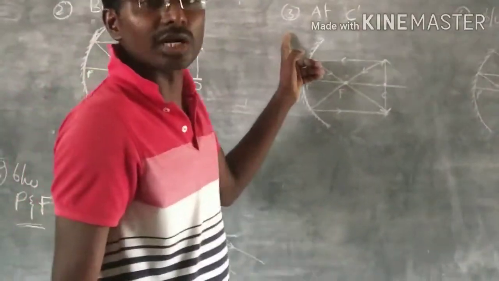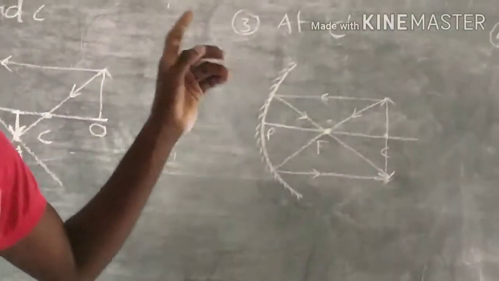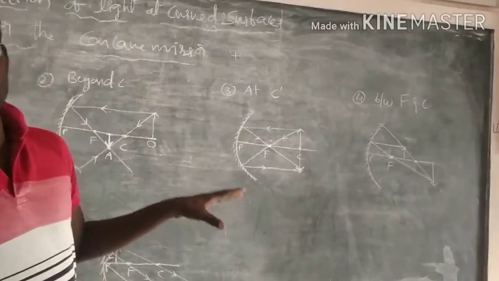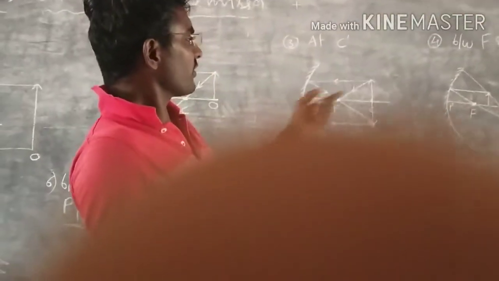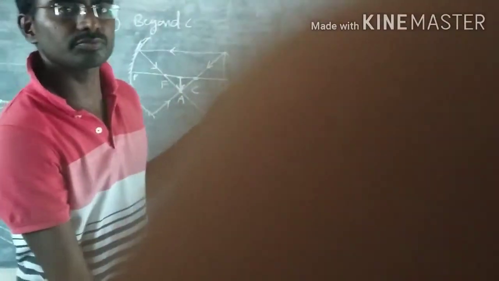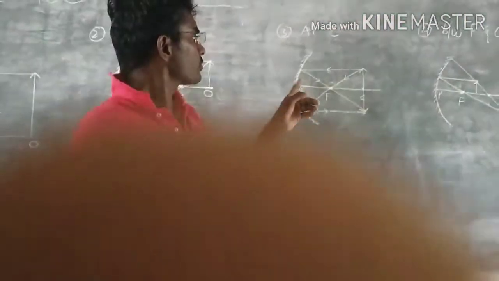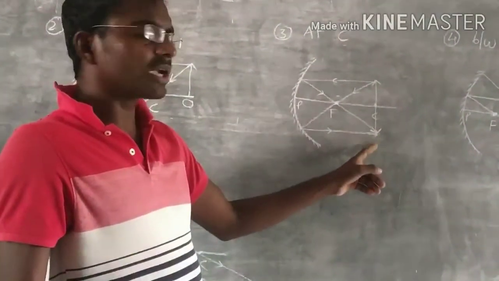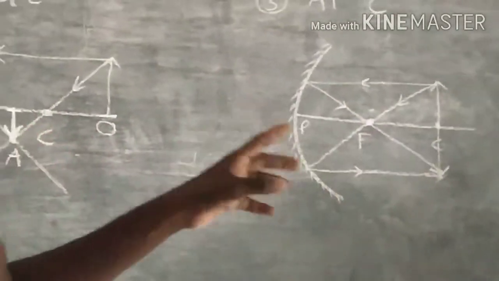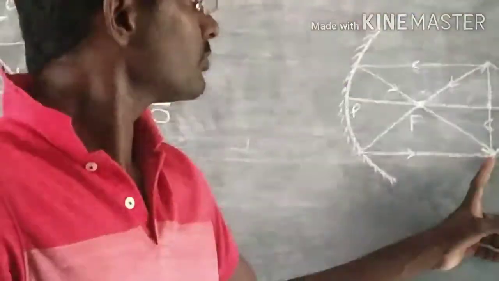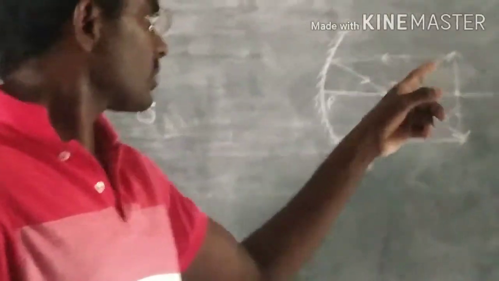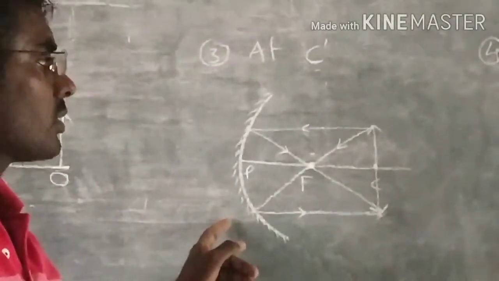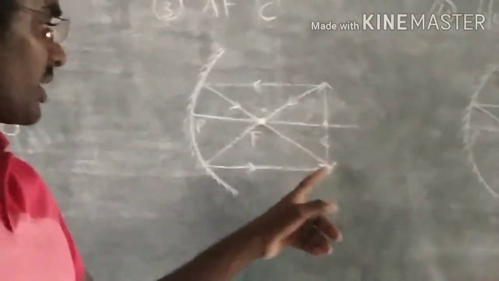Then come to the third case. If we keep the object at C, what will happen? Then you can easily understand. You yourself can draw in all cases. Whenever you keep the object at C, you get a same-sized image at C. So you see the rays. One is parallel to the principal axis, the other one is passing through the focus. Both are meeting at this point.